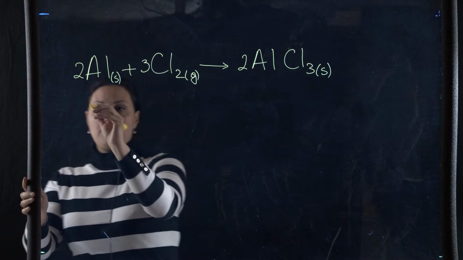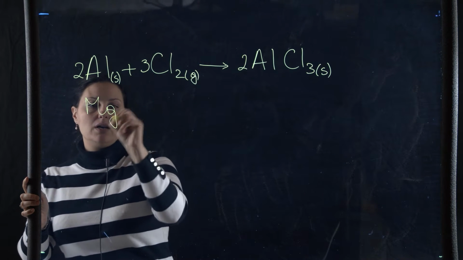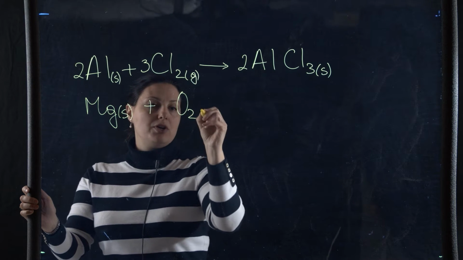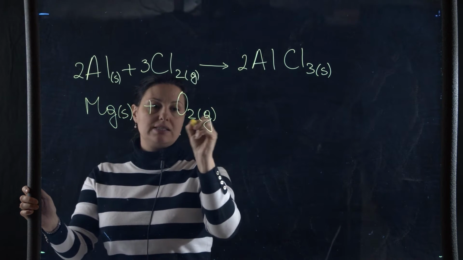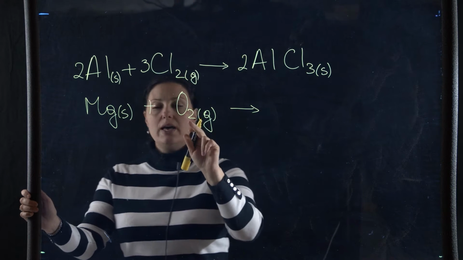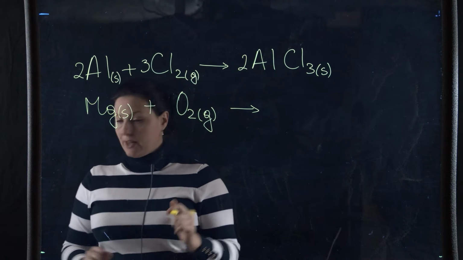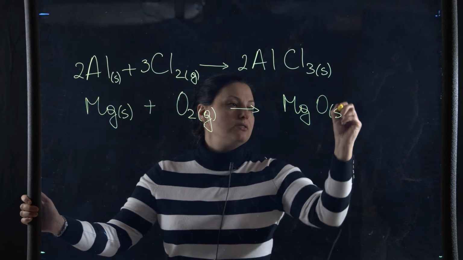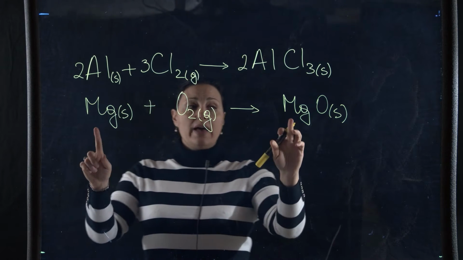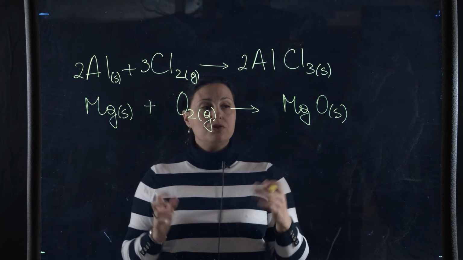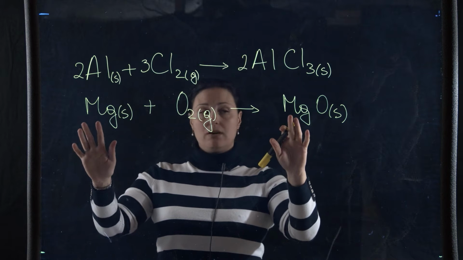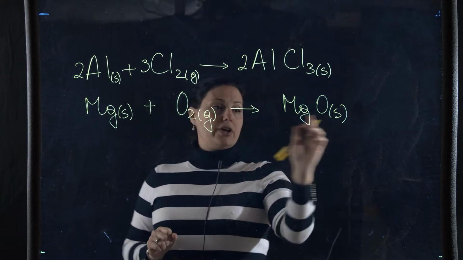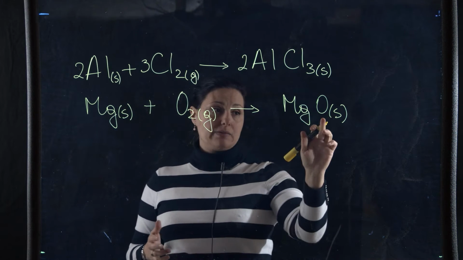Let's look at the next example. We have magnesium solid plus oxygen. Anytime you hear oxygen gas, it's going to appear as a diatomic molecule, so 2 atoms of oxygen together, and it gives me magnesium oxide, and that's a solid. Okay, I have 1 magnesium on either side, so I have the magnesiums balanced. However, when I look at the oxygens, I don't. I have 2 over here and 1 over here, which means I need to balance my oxygens.